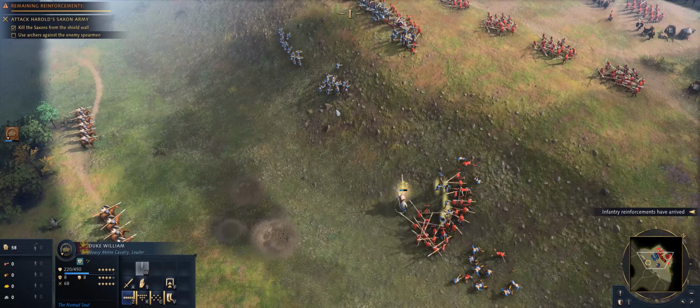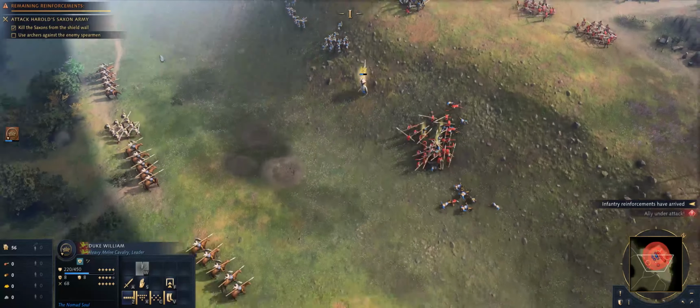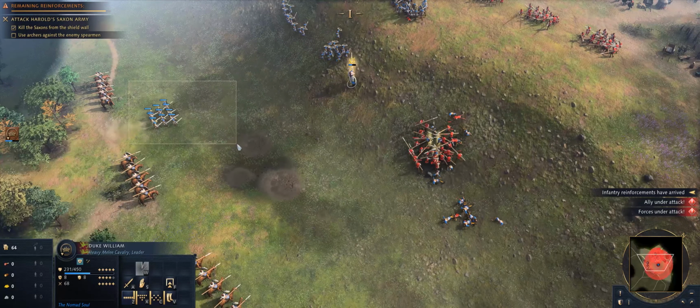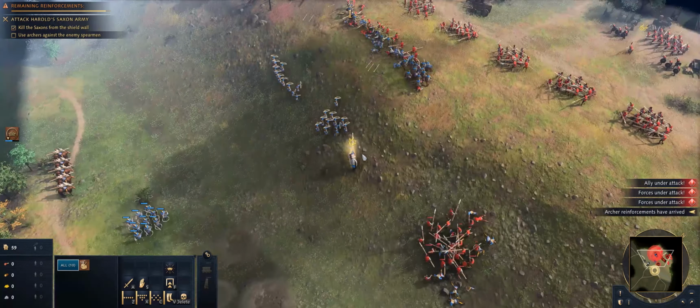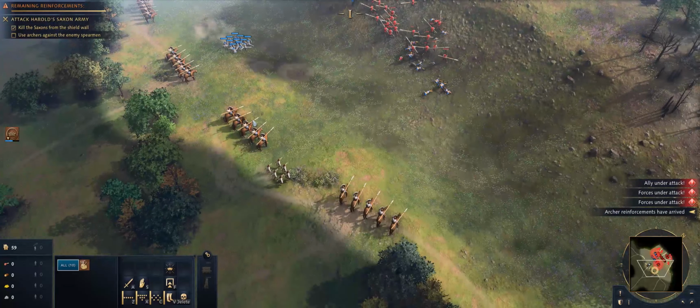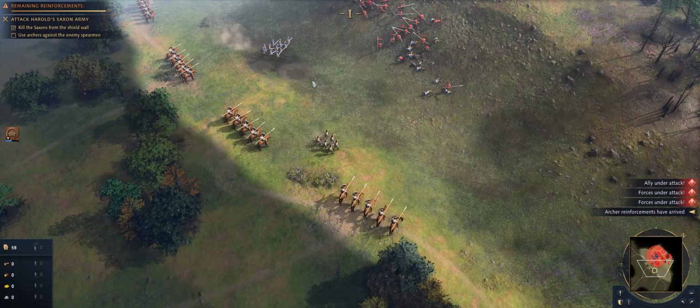Speed up. I was coming up this side. My whole additional left Norman side archers have collapsed.